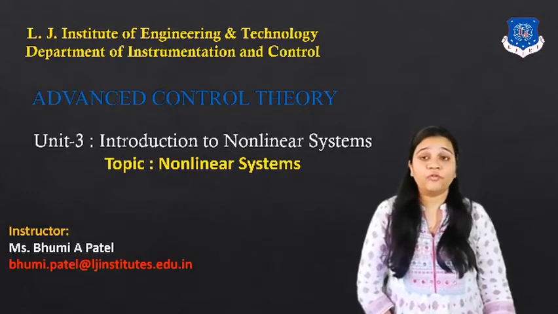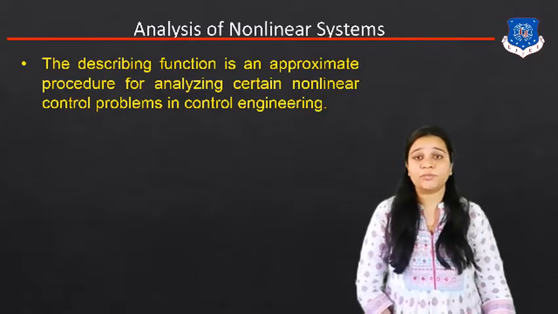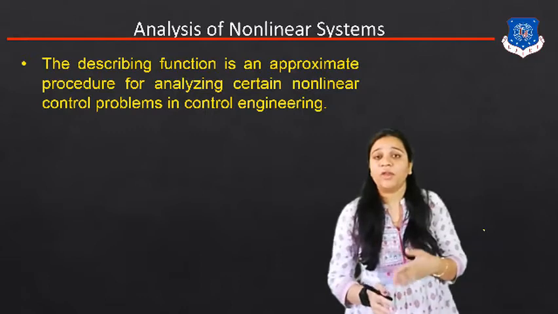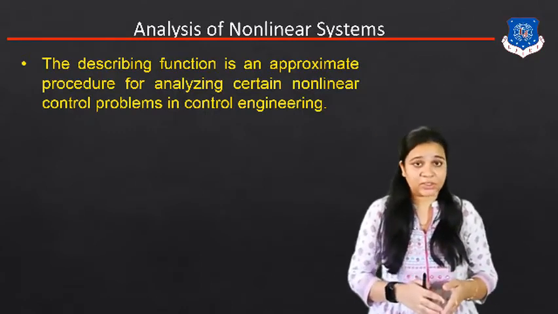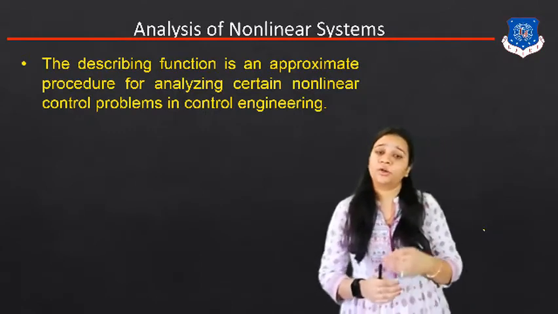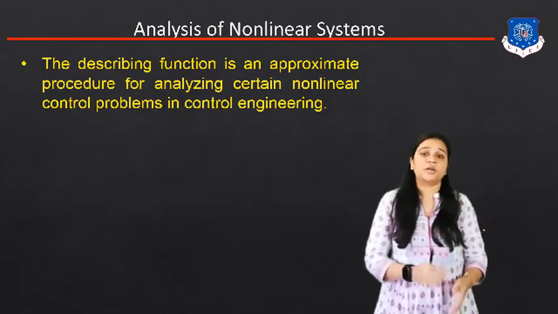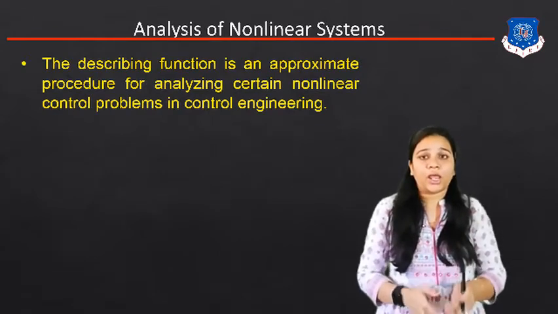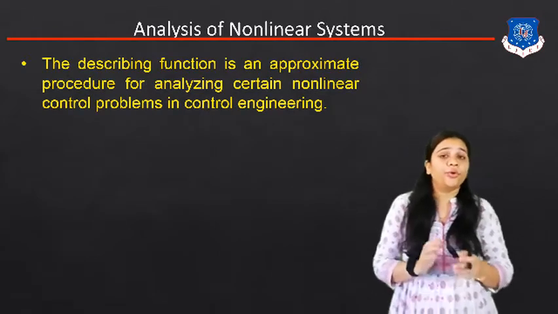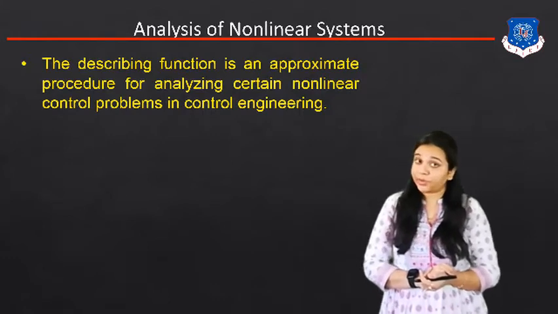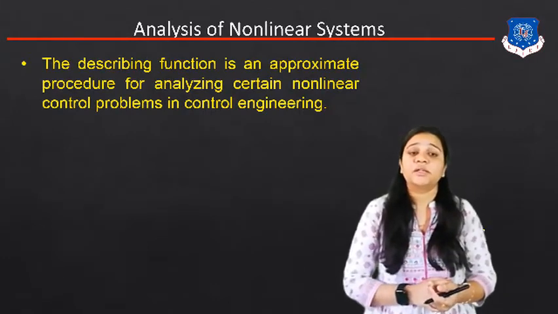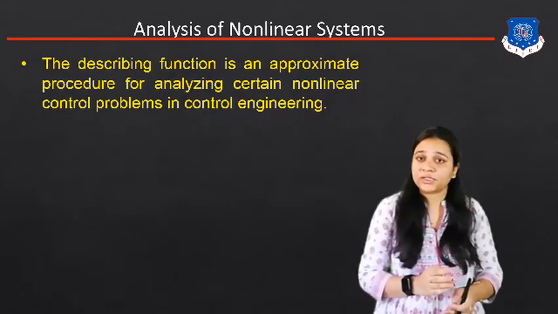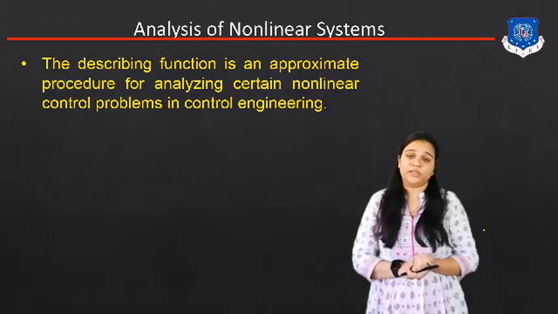So first of all, we need to know the difference between linear and nonlinear systems, and after that we have to analyze the nonlinear system. As you have studied in control systems, a linear system obeys the superposition theorem, and a nonlinear system does not obey the law of superposition. That is the first condition. Next, a linear system does not depend on the initial condition.